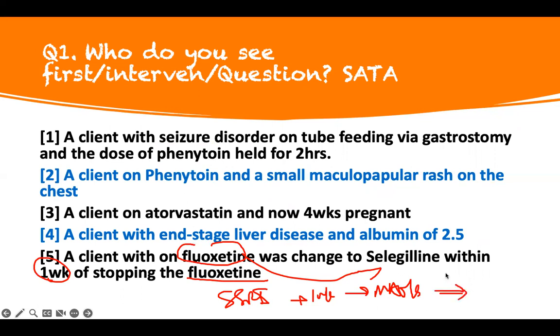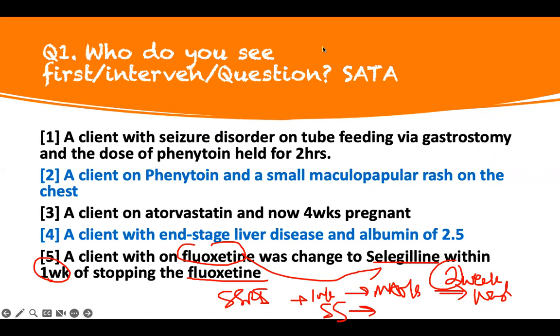You need at least 2 weeks of washout so that all the SSRI can get out of the system. If you don't wait 2 weeks and you give them a monoamine oxidase inhibitor, what will happen? You have a problem. You get serotonin syndrome. So we don't want serotonin syndrome. This patient needs to be stopped right away. They have not allowed enough time for the washout period to occur. Within 1 week is bad. Wait at least 2 weeks, then you can initiate another medication.